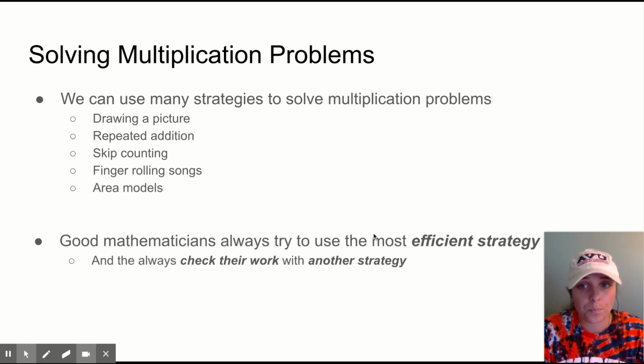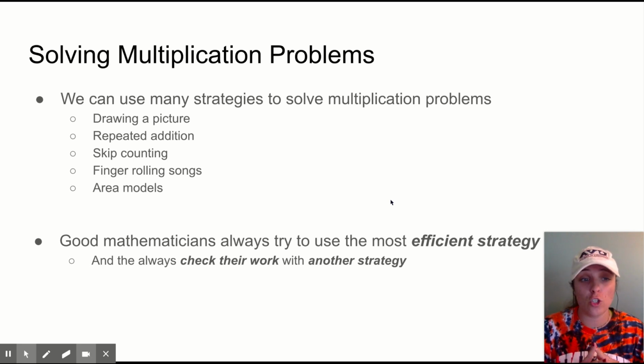However, we know that good mathematicians are always trying to use the most efficient strategy they can. That means they're trying to always use the strategy that they can solve quick and fast, but still well and accurately. For some of us, that might still be skip counting. That might be drawing a picture or drawing a model. That's totally fine. But I am going to be reminding us that good mathematicians are always trying to pick the most efficient strategy. So try those strategies that you can move quick and fast with first, and then check your work with another strategy.